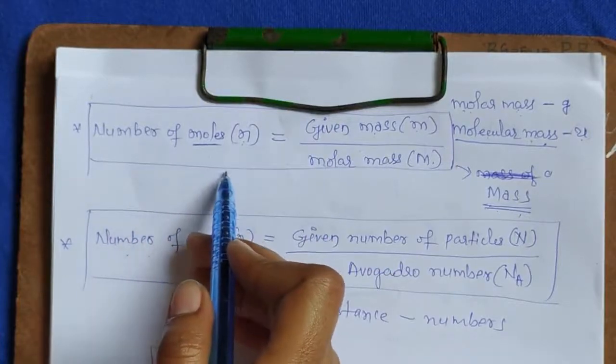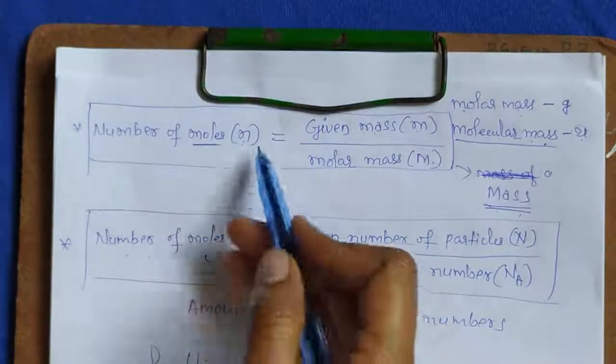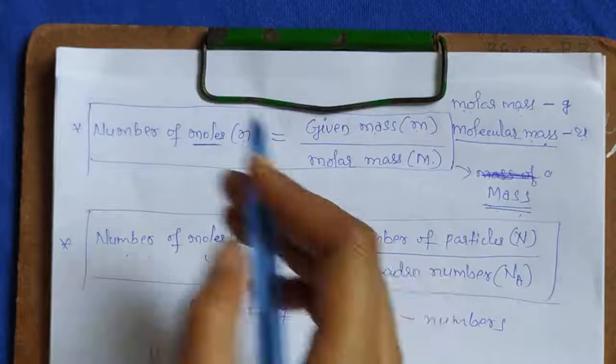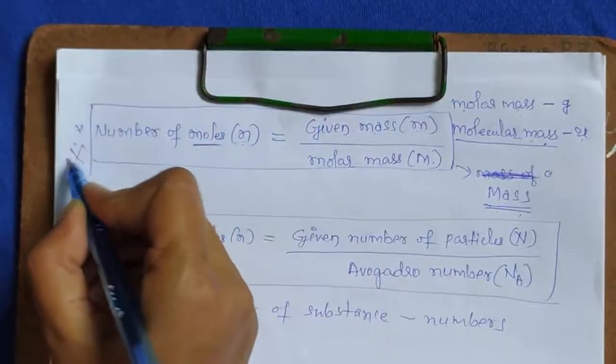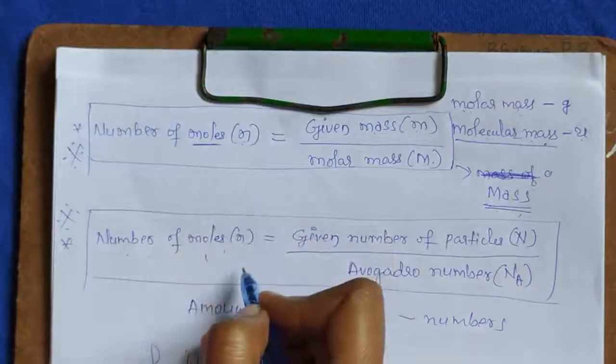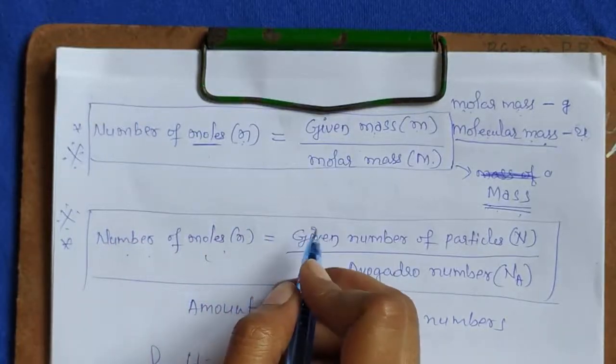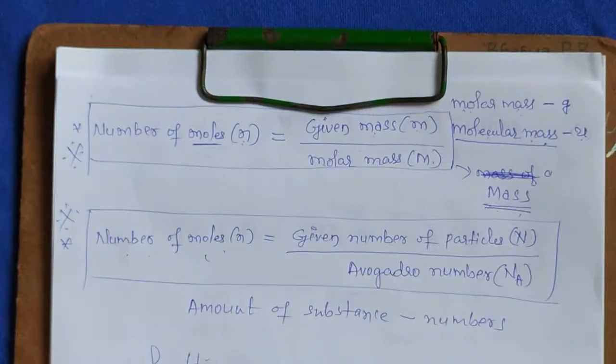Okay children, in the next class we will solve the problems related to these two formulas. It is very important. You must remember these two formulas. They are very basic. When you go for higher studies, they are very useful. Next class we will discuss the numerical problems.